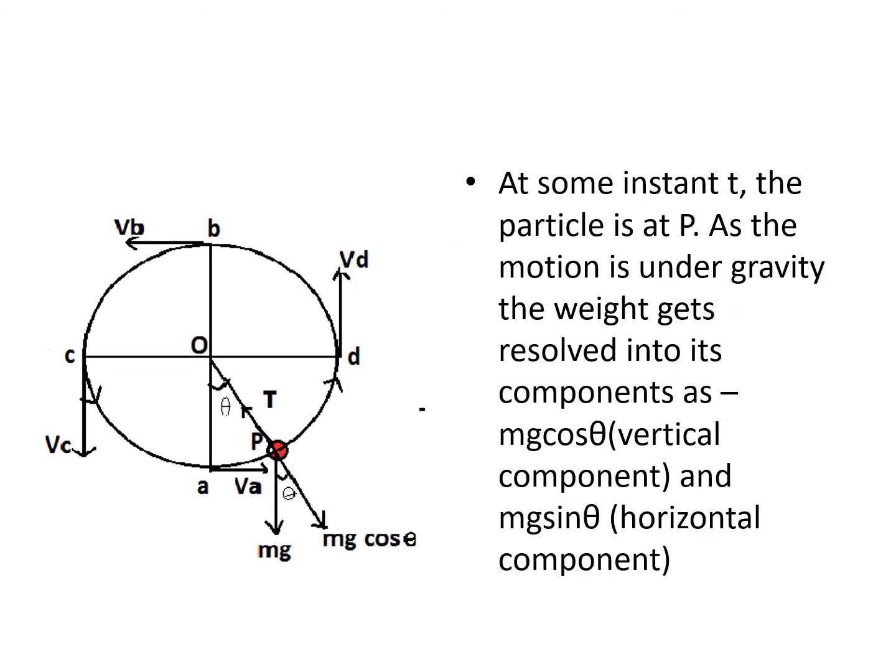So let us assume that at some instant of time t, the particle is at point P and it is moving in an anti-clockwise sense in a vertical path. So at point P, we can resolve the weight of the bob or the weight of the particle into its horizontal and vertical components. As the motion is against the gravity, the weight will get resolved into its components as mg cos theta, that is the vertical component, and mg sin theta as the horizontal component.